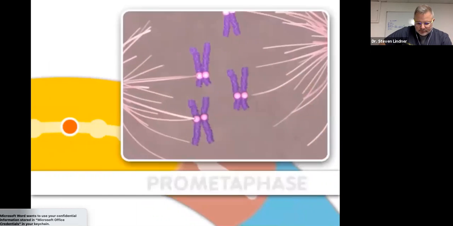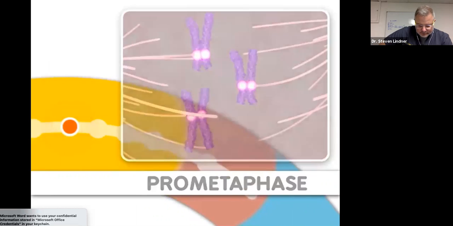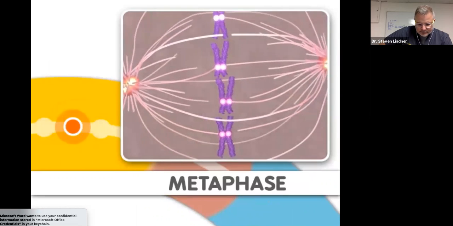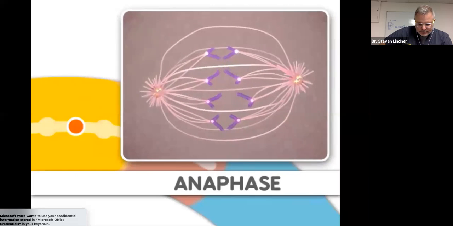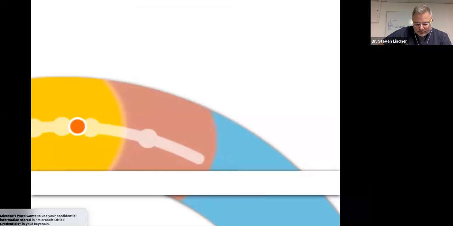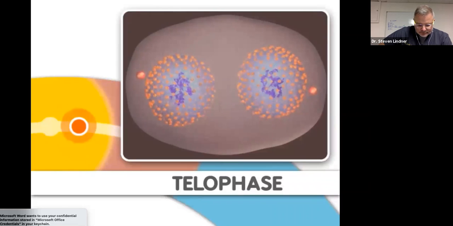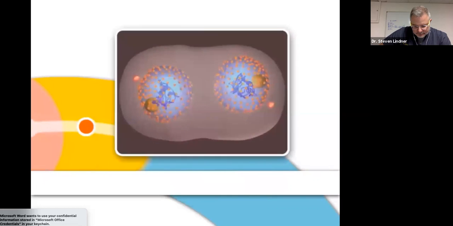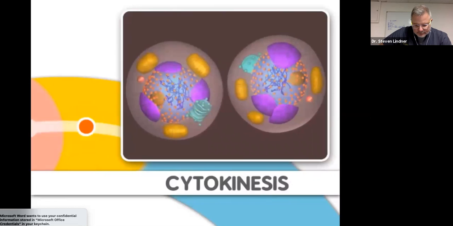Next comes prometaphase, where microtubules attach to the chromosomes. This step is followed by metaphase, where the chromosomes align. Metaphase is followed by anaphase, where the chromosomes separate. Finally, during telophase, nuclear membranes reappear around the 2 sets of chromosomes. Mitosis is now complete. After mitosis, 2 new cells are formed by a process called cytokinesis.